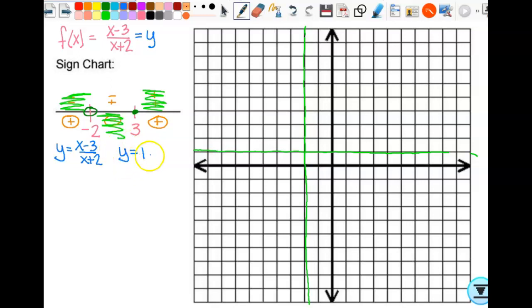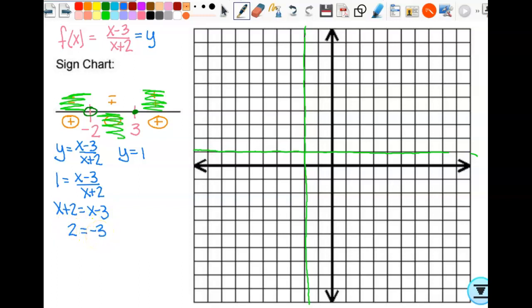So y equals 1. I can take this 1 and substitute it where y is. So I can say 1 equals (x minus 3) over (x plus 2). I want to know when y equals 1, do they have the same x value at any point? I would like to get rid of my fraction, so I'm going to multiply both sides by the denominator. So this times 1 just gives me x plus 2 equals x minus 3. Then when I subtract x from both sides, I get 2 equals negative 3.